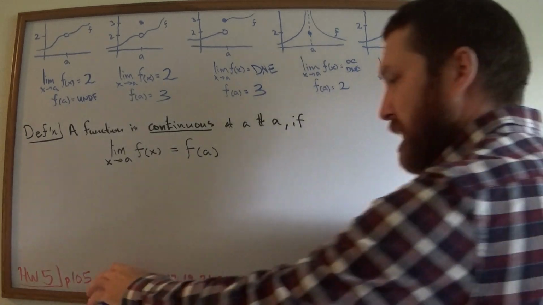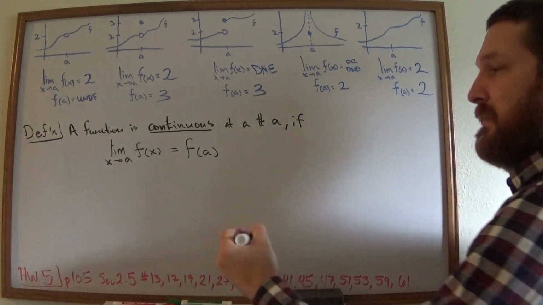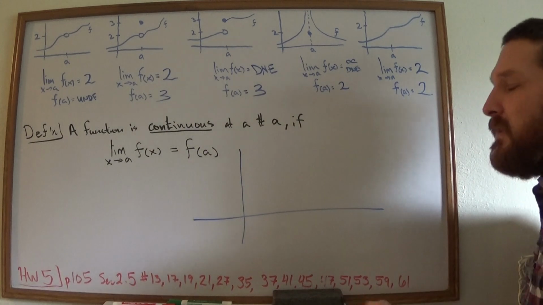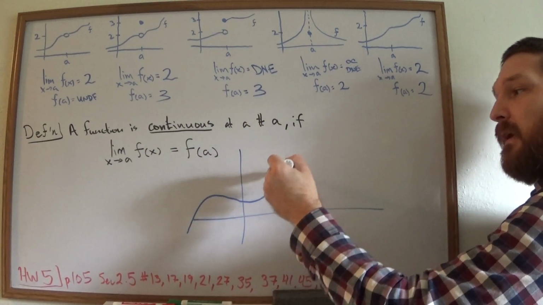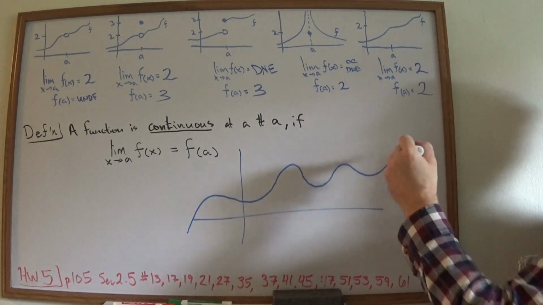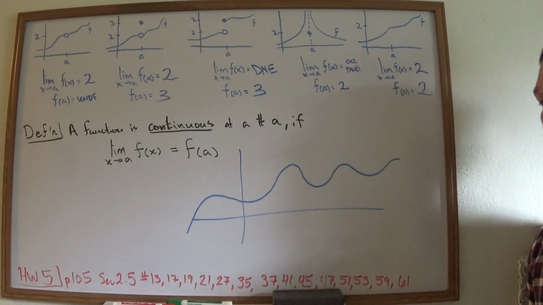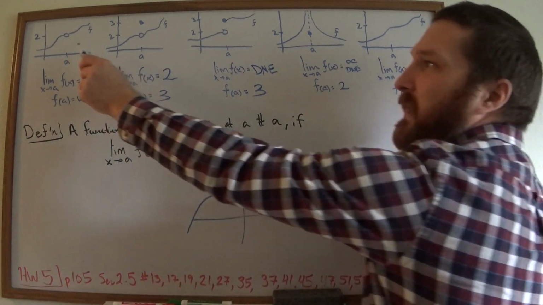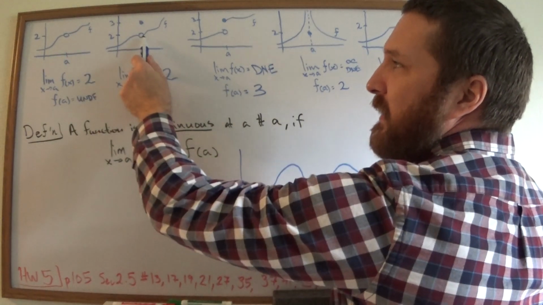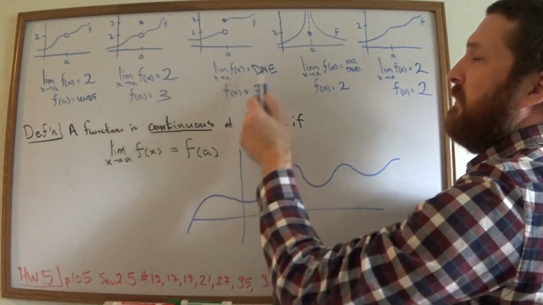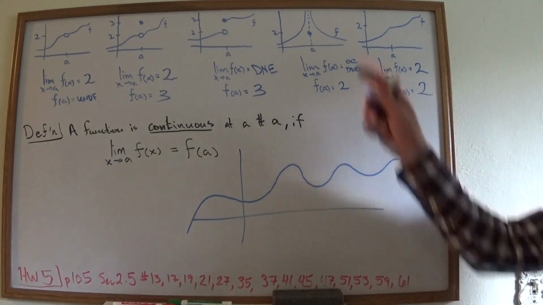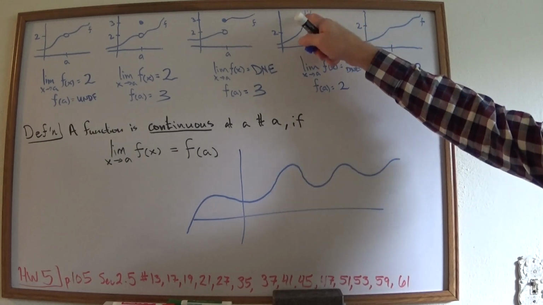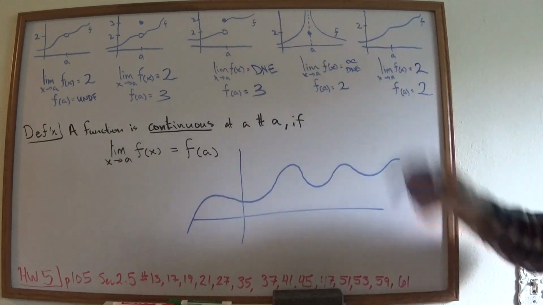Geometrically, here's the intuitive definition. A function's continuous if you could draw the graph of the function without taking your pen off the board. You can't do that here, there's a jump. You can't do that here, there's a jump. You can't do that here, there's a jump. You can't do that here, well, you can't ever really get to infinity. But you see the idea. In order to draw this, I have to take my pen off and put it back down.